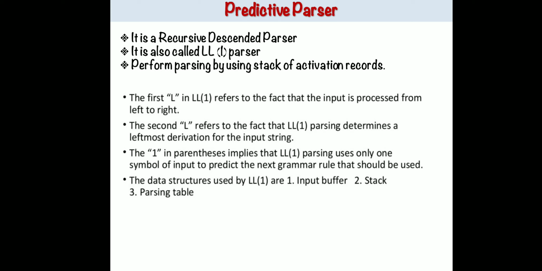As it is known as LL1 parser, the two Ls and the one in the parentheses signify some meaning. The first L means that the input is processed from left to right. The second L means that parsing determines the leftmost derivation. The one in the parentheses implies that it will process one input symbol at a time. The data structures used by LL1 are the input buffer, stack, and parsing table.